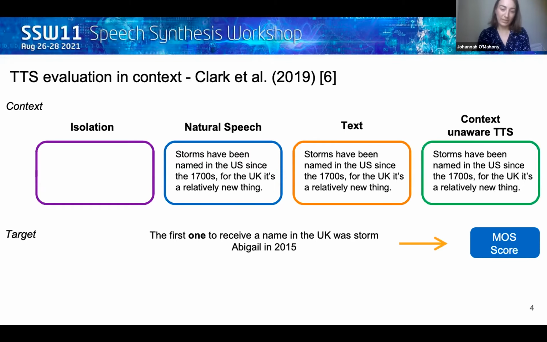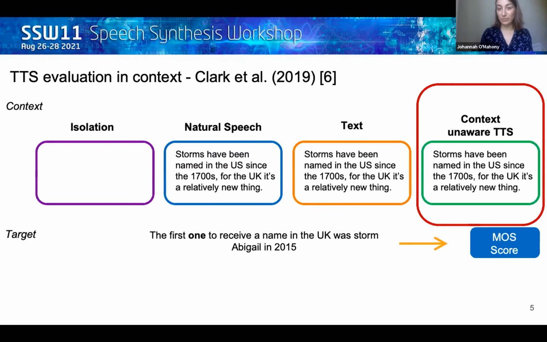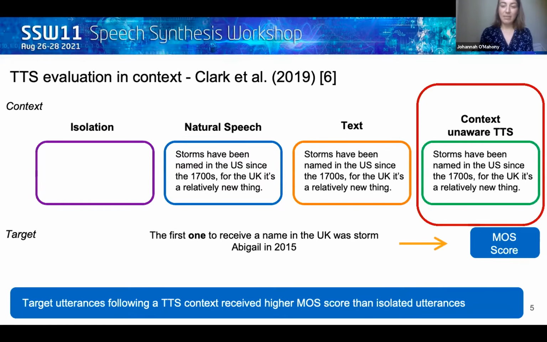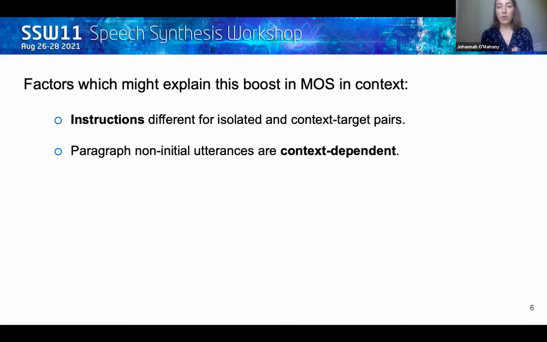And they found something quite interesting. They found that the MOS score for a target sentence was the highest when the preceding context was TTS. And again, this is quite surprising because if we think of isolated utterances generated and then concatenated together, we might assume that it wouldn't lead to an increase in MOS score. This also surprised the authors, and they hypothesized that there might be some reasons why, when using TTS context, we get a higher mean opinion score.